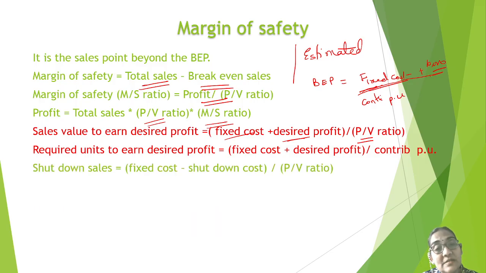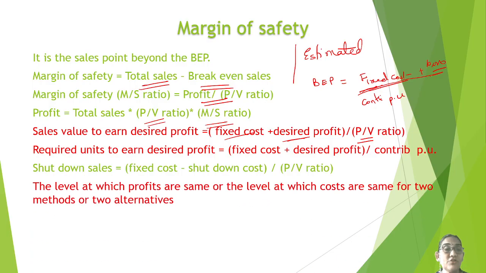Shutdown sales. If you need to shut down the sales, when should you shut down? In that case, fixed cost minus shutdown cost divided by PV ratio.